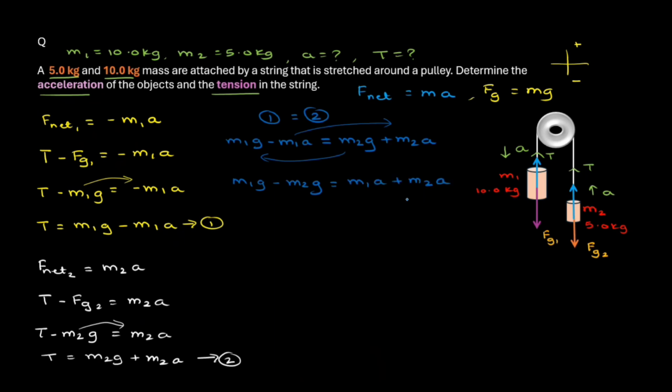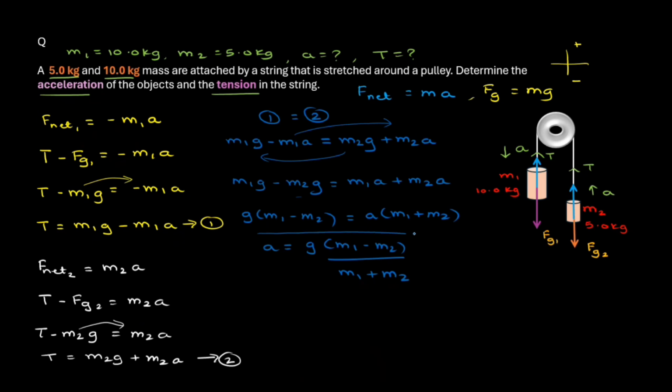We need to find the acceleration, so we can take the acceleration common from both the terms here, as well as you can take g common here. So we get g(m1 minus m2) equals a(m1 plus m2). Now divide by m1 plus m2 to find a. You get a equals g(m1 minus m2) over (m1 plus m2).